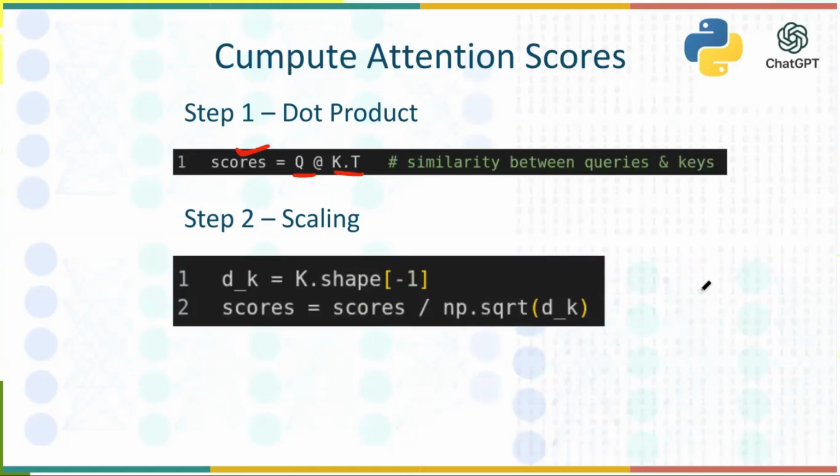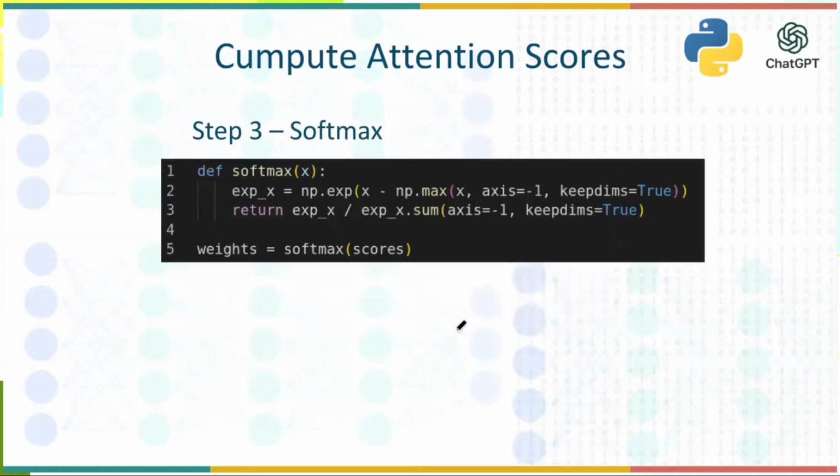After computing the similarity scores, we apply a scaling step. Each score is divided by the square root of d_k, which is the dimensionality of the key vectors. This scaling is important because it keeps the values in a reasonable range. Without it, the numbers could grow too large or too small, which would make the softmax function unstable. By normalizing in this way, the model can focus more effectively on meaningful relationships between tokens.